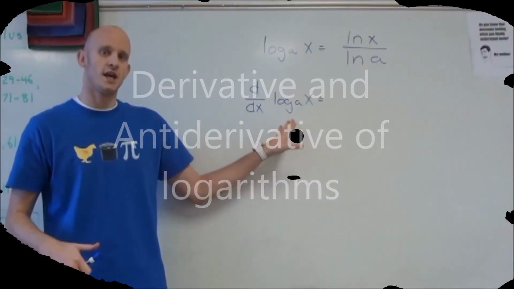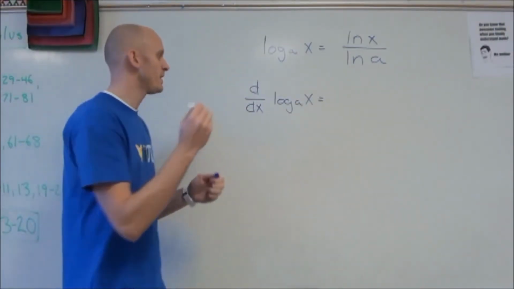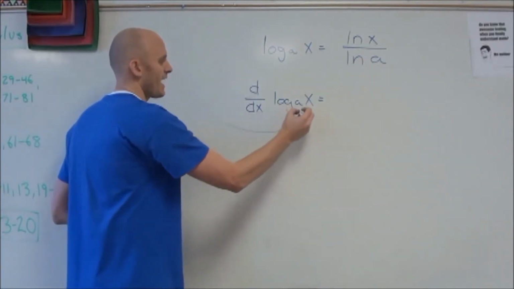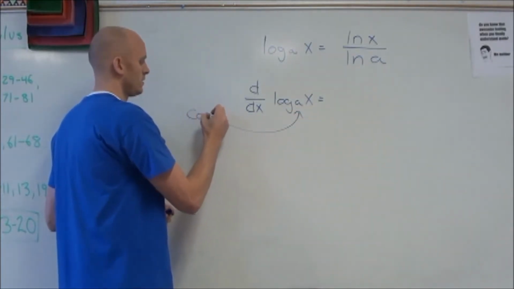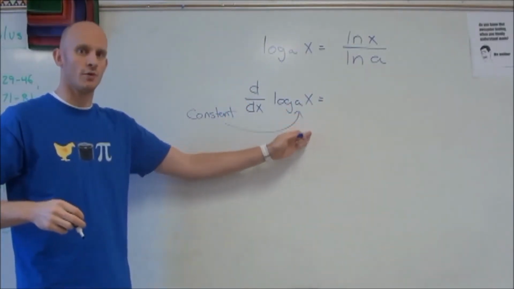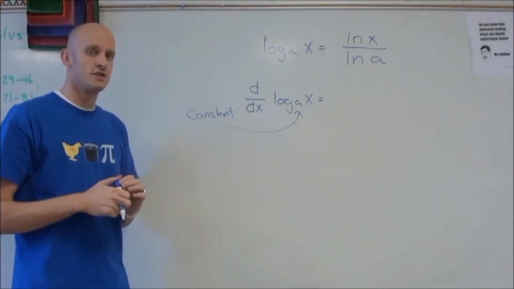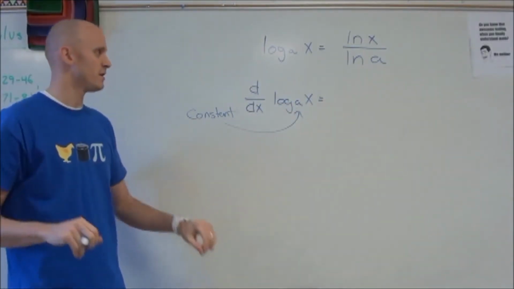We're going to be differentiating a logarithm of x with a base of a. One thing you need to realize is that that a value is a constant. It's the base of a logarithm. It can be any number. Just know that it's a constant. It'll help us here in just a minute.